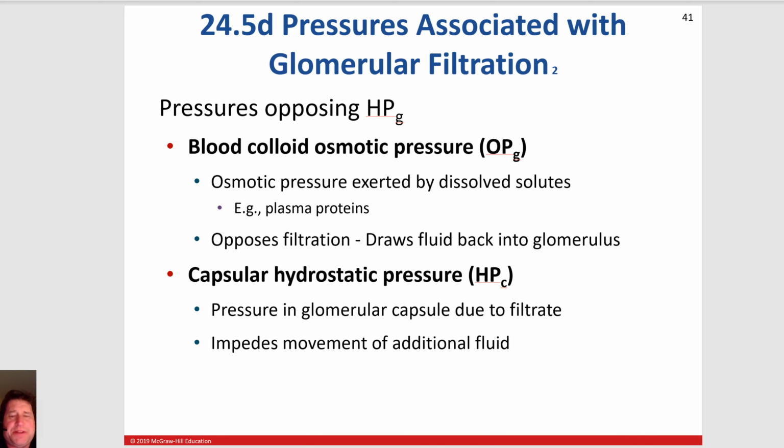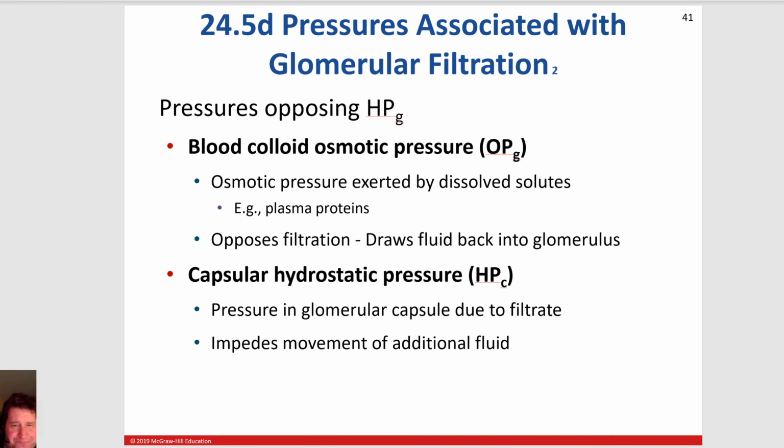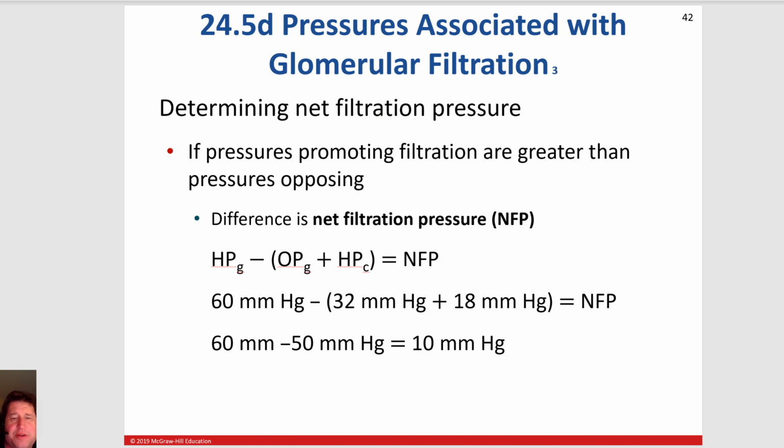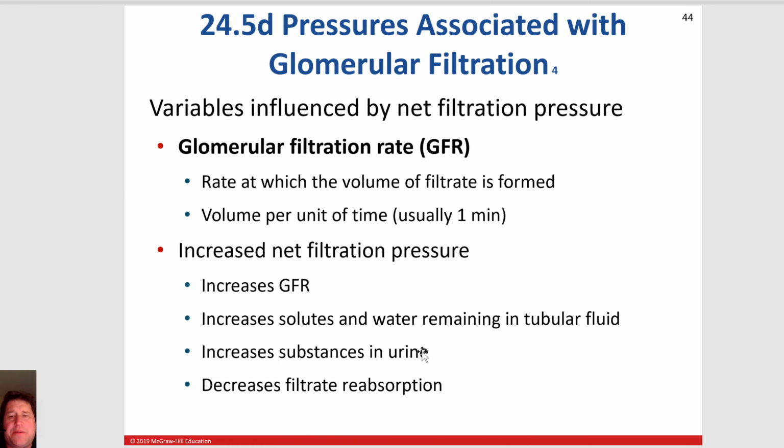And then there's a hydrostatic pressure within the capsule itself. So what we were looking at here, inside the capsule itself, there's a hydrostatic pressure. So these are opposing the filtration pressure, the hydrostatic pressure inside the glomerular capillaries that pushes fluid out. But even together, they're not enough to overcome that pressure. And so there's a 10 millimeters of mercury net pressure that pushes fluid out of the glomerulus. So there you go, you can see how they all add up together.